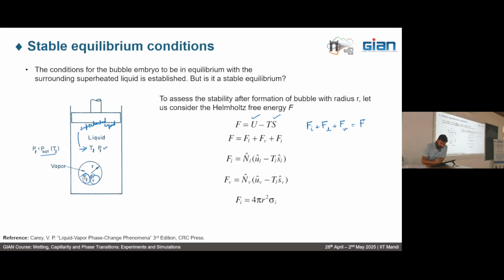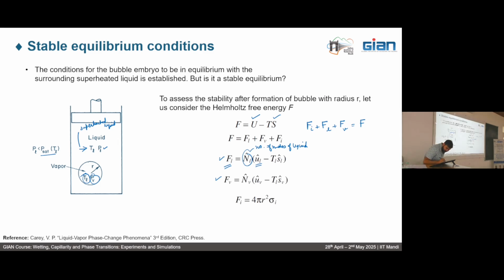So then we can write FL, the Helmholtz free energy of the liquid, in terms of NL, which is nothing but the number of moles of liquid. Similarly, NV is the number of moles of vapor. UL is the molar specific internal energy, and SL, with the hat, is the molar specific entropy of the liquid. So we can write FL as NL times (UL minus TL SL), and similarly we can write FV as NV times (UV minus TL SV).